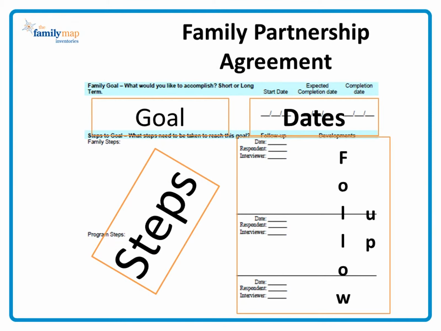The bottom half of the family partnership agreement is where you would document your goals. You see, you can write in what the goal is, what steps the family and the program are going to take to accomplish the goal, the dates for the goal, and any follow-up conversations you have.